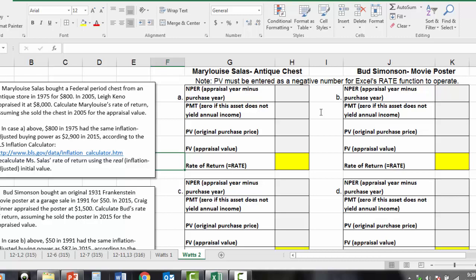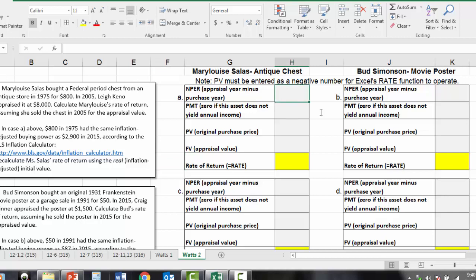So this one says Mary Louise Salas bought a Federal period chest from an antique store in 1975 for $800. In 2005, 30 years later, Lee Keno appraised it at $8,000. Wow, that looks like a big growth, right? But let's see what her actual return was. Calculate Mary Louise's rate of return, assuming she sold the chest in 2005 for the appraisal value.